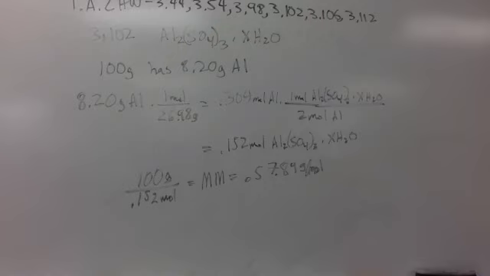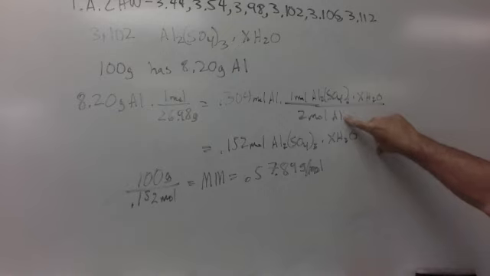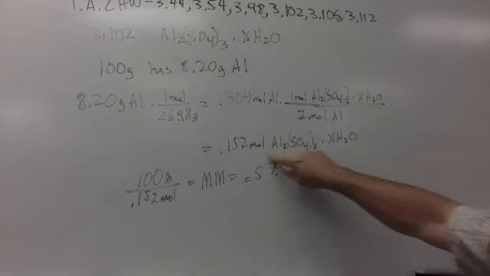Okay, I've done quite a bit of algebra here. I've taken the 8.20 grams of aluminum and divided by its atomic weight or molar mass and changed it to moles, 0.304. I then recognize from the chemical formula Al2(SO4)3·XH2O that for every mole of the entire compound, I need 2 moles of aluminum. That becomes my mole ratio that I use to convert from moles of aluminum to moles of the entire compound.